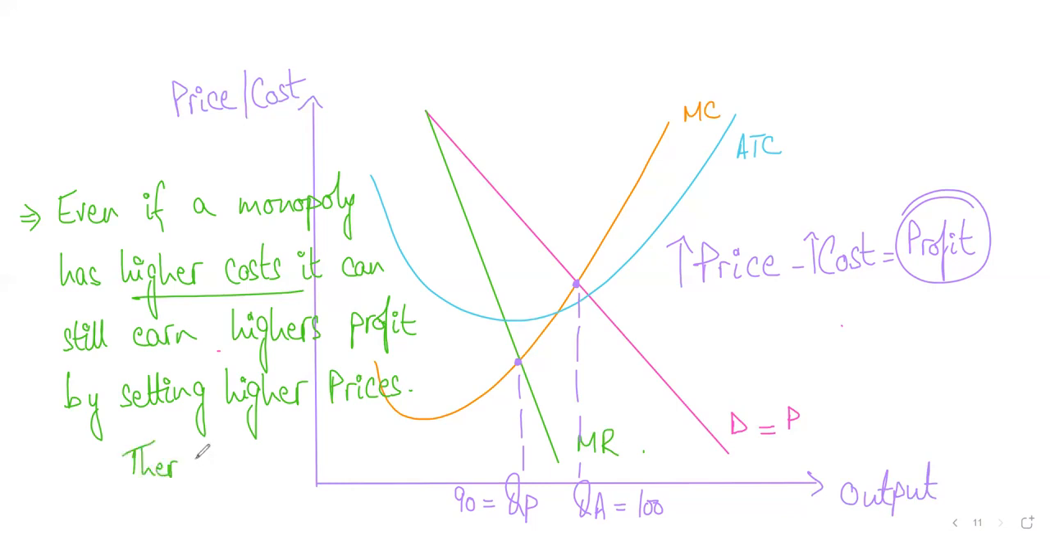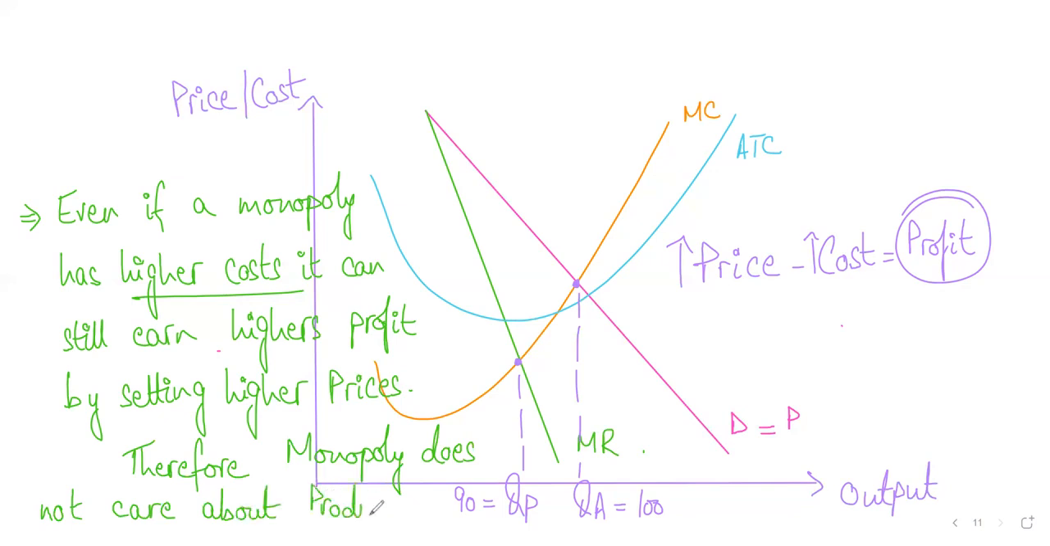Therefore, monopoly doesn't really aim for productive efficiency, which means it doesn't really care about minimizing its cost. That is what explains why the monopoly firm will be neither productively efficient nor allocatively efficient, and therefore that is why monopoly is a market failure. Do you remember? I told you about that.